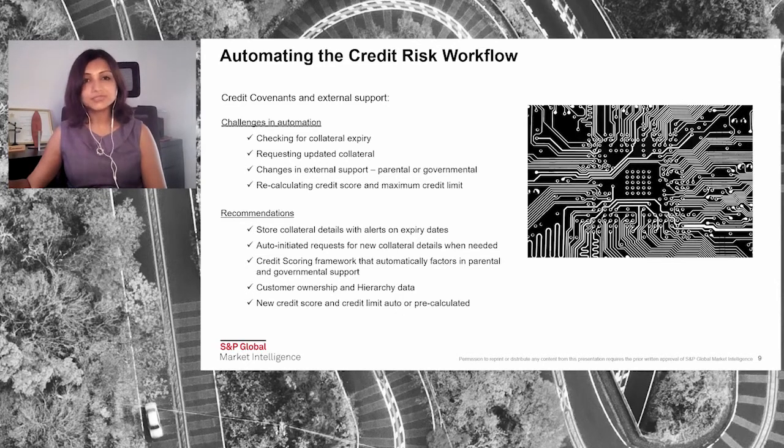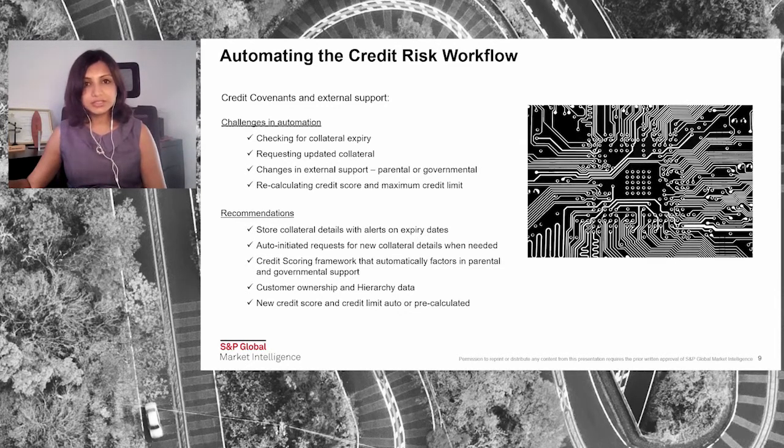The real challenge for automation here is around checking for collateral expiry and requesting updated collateral. Also, verifying if there are changes in parental and government support, dependent on the company's relationship with its parent. There could also be an enhancement of their credit profile, or it could have a neutral or negative effect. So the exact way that this updated information should impact the credit score is critical and can require some human interpretation, which affects the ability to automate and recalculate these credit scores.